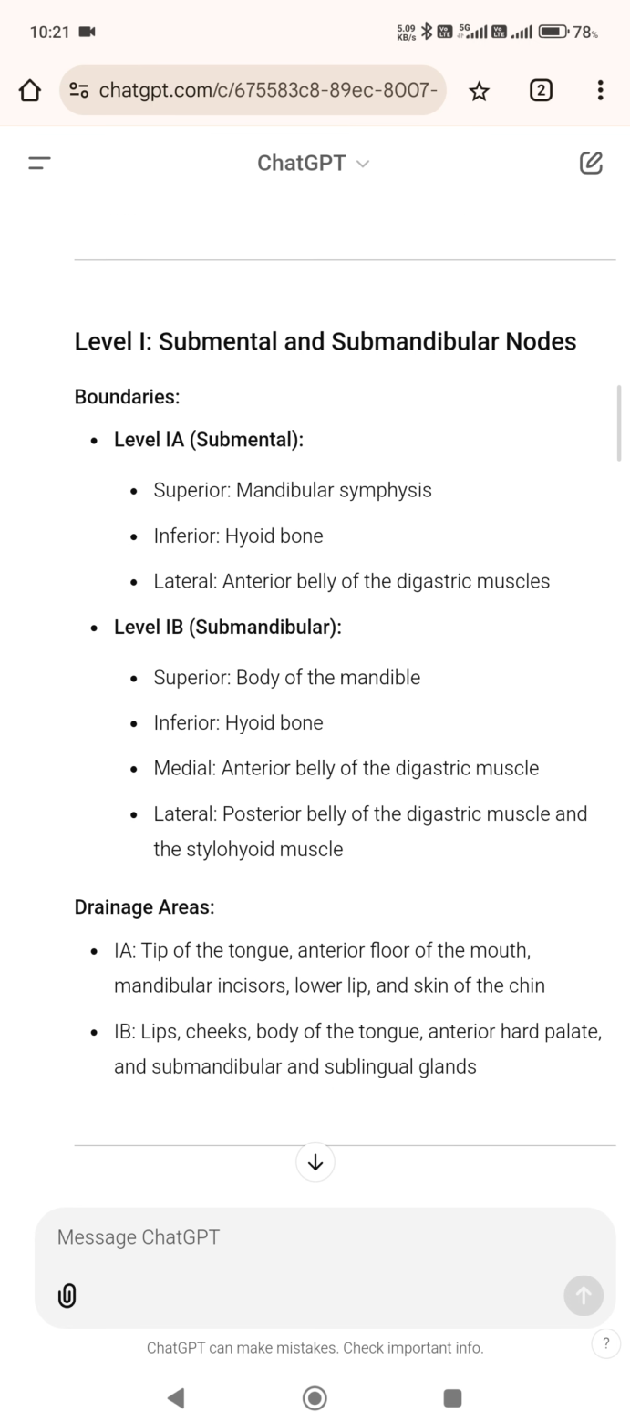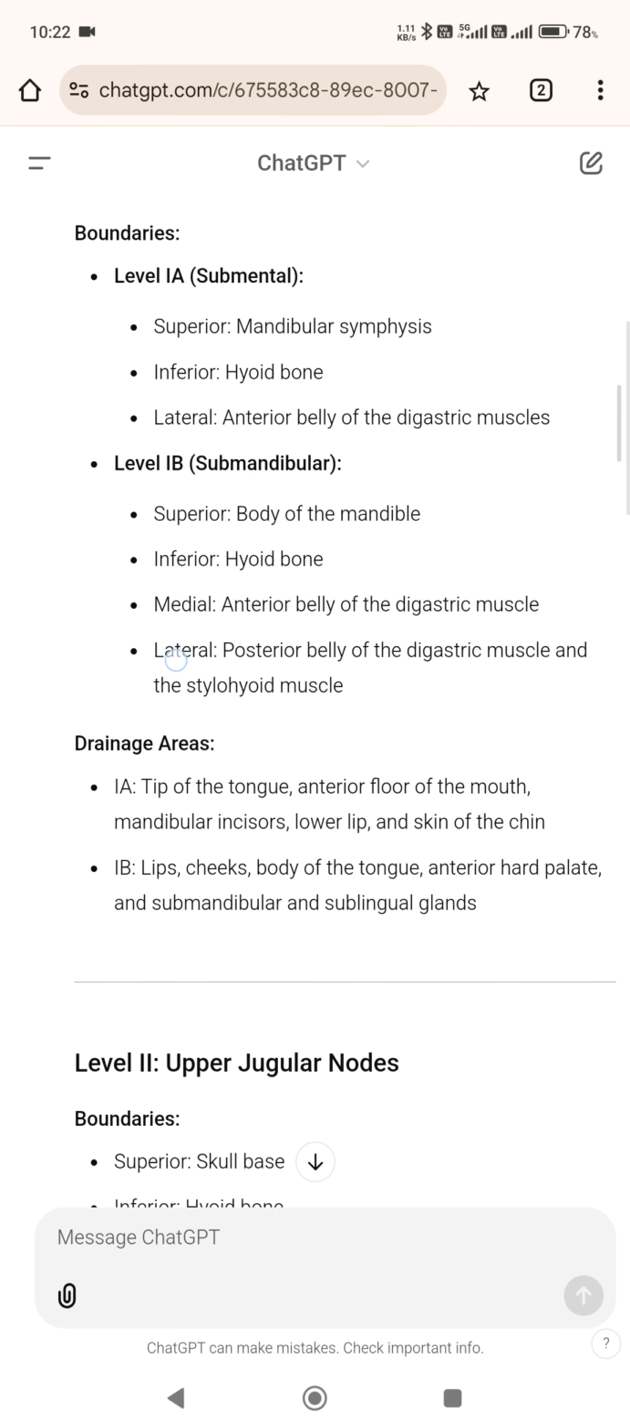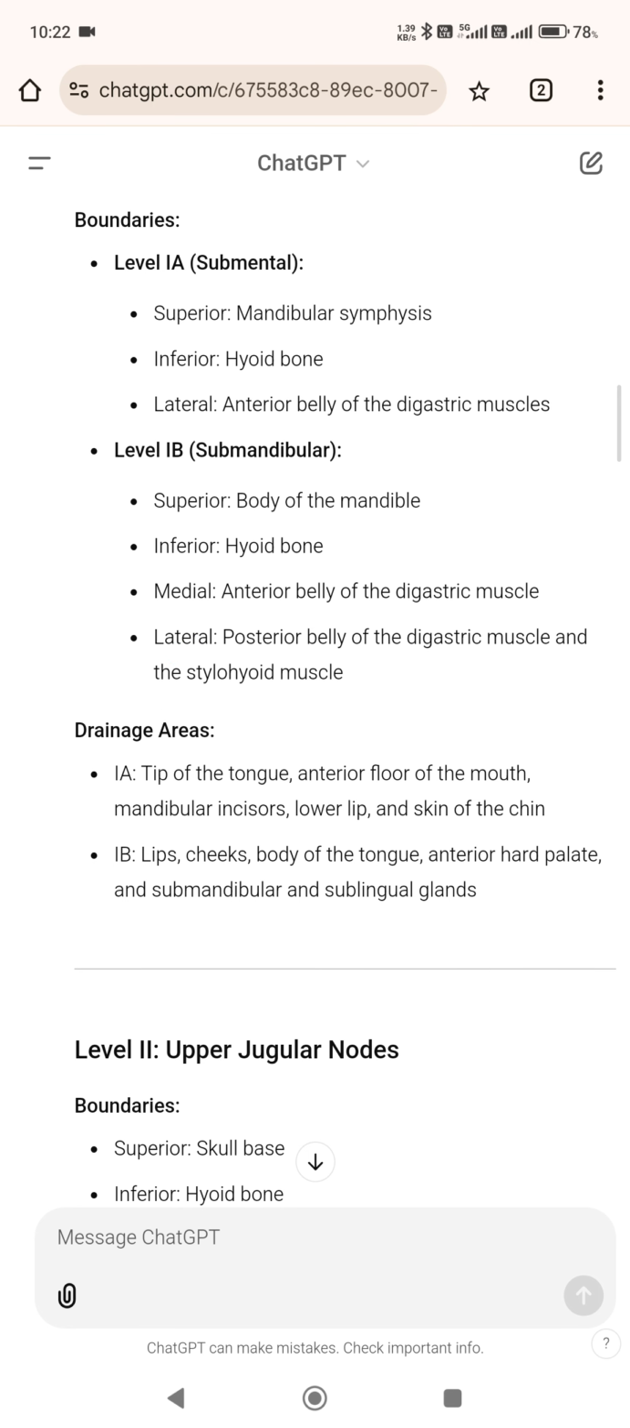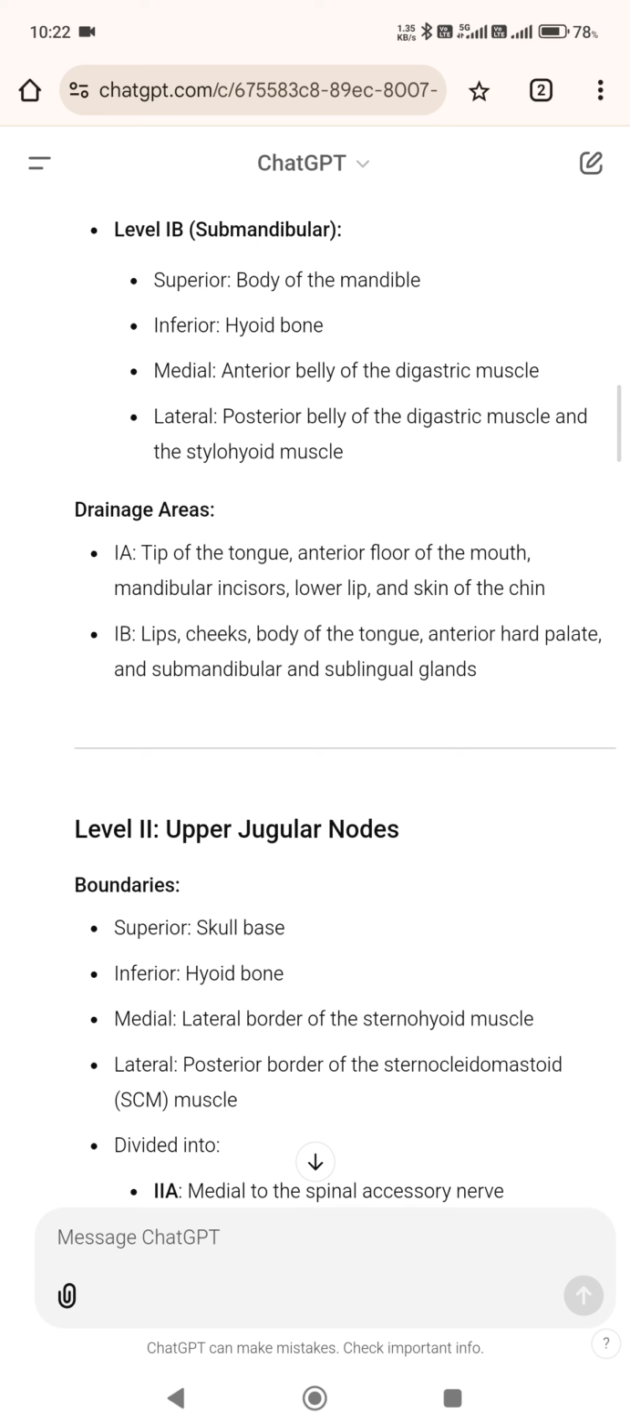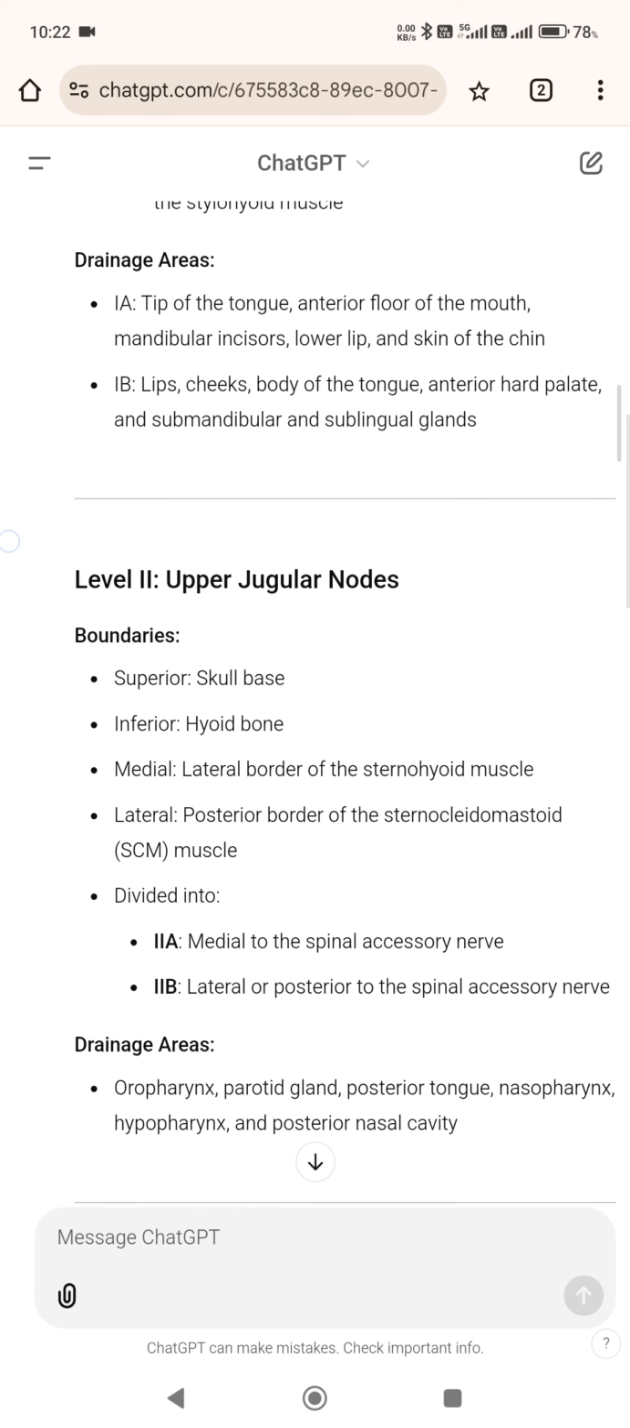Level 1, submental and submandibular nodes. Boundaries. Level 1A, submental. Superior, mandibular symphysis; inferior, hyoid bone; lateral, anterior belly of the digastric muscles. Level 1B, submandibular. Superior, body of the mandible; inferior, hyoid bone; medial, anterior belly of the digastric muscle; lateral, posterior belly of the digastric muscle and the stylohyoid muscle.